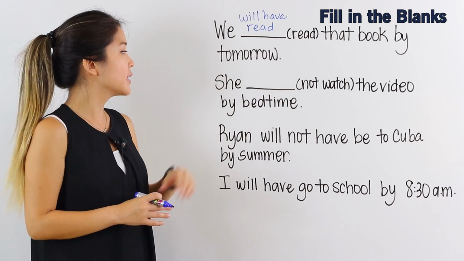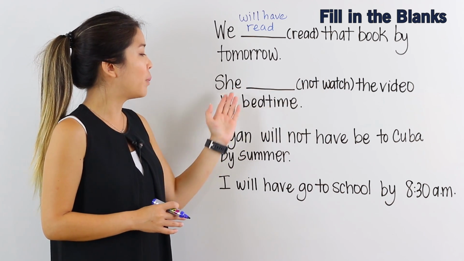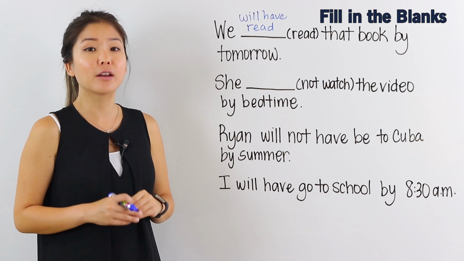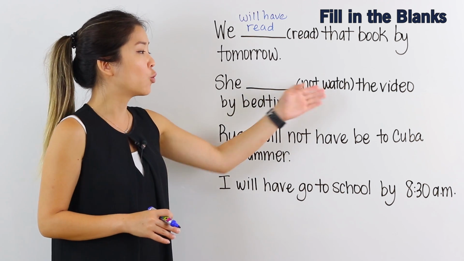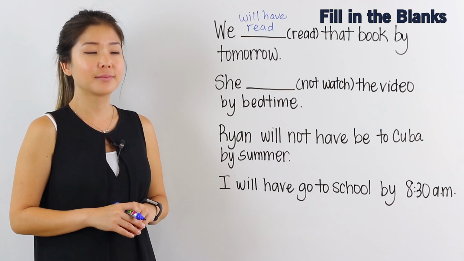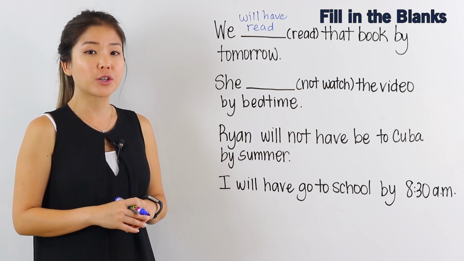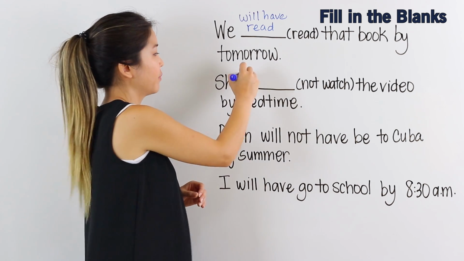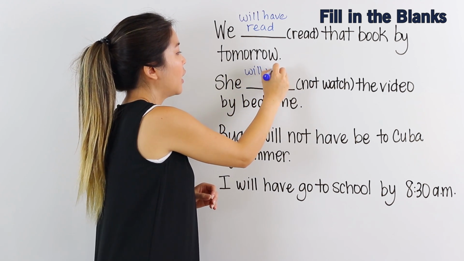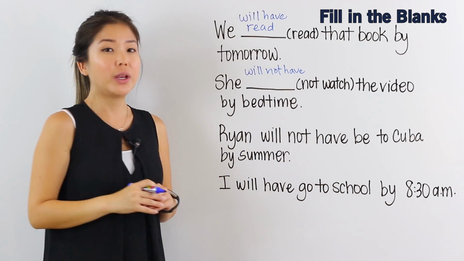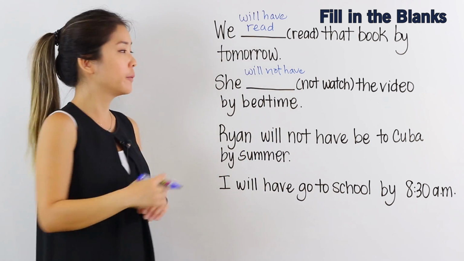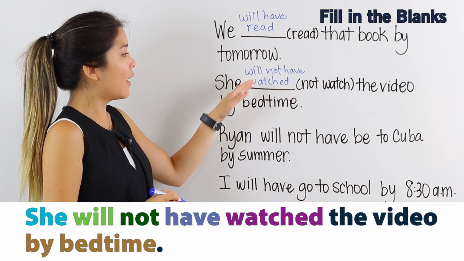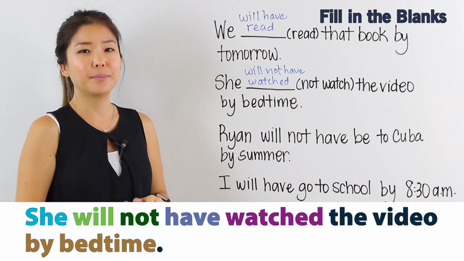The next sentence says, she blank the video by bedtime. Here we have not, so I want you to try the negative form, and the verb to try is watch. In the negative form, we start with the subject, and instead of will have, we say will not have. She will not have. Then we need the past participle of the verb. In this case, it is watched. She will not have watched the video by bedtime.